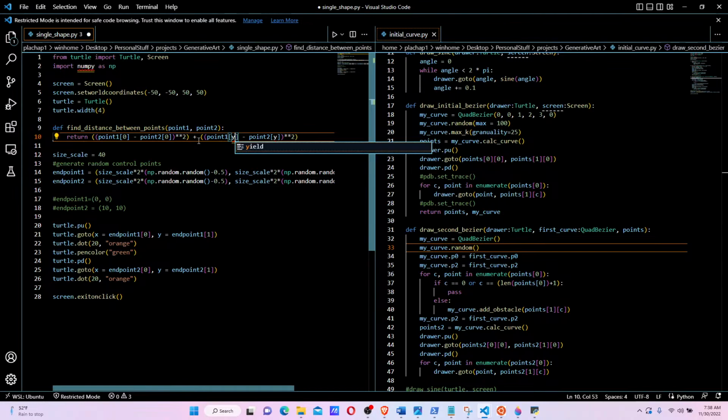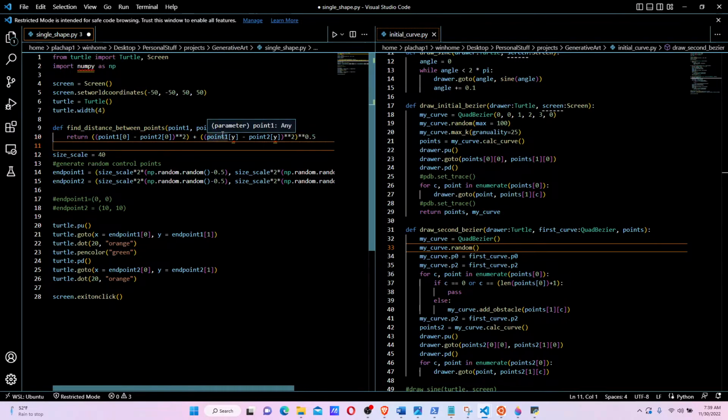So if you get the y distance, that's one leg of the triangle, square that, get the x distance, that's another leg of the triangle, square that. Now you have the Pythagorean theorem, a squared plus b squared equals c squared. So now you just have to take the square root of that, which is to the 0.5. Not y, 1. Cool, so that's find distance between points.